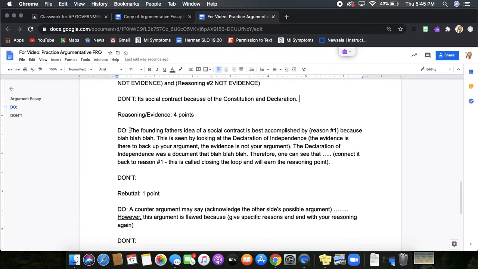This is seen by looking at the Declaration of Independence. The Declaration of Independence was a document that was sent to King George, blah, blah, blah. So show again your knowledge of the evidence. Therefore, one can see that, and then connect your big ideas into the document, closing that loop. So you're showing me the big idea, explaining it, arguing it, bringing in the Declaration, showing your knowledge about the Declaration, and then connecting the 2.